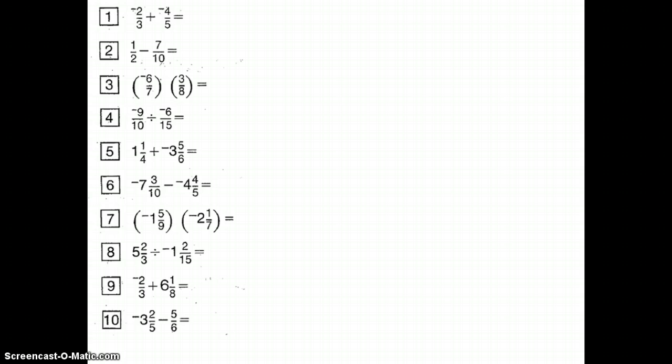So, I'm just going to look at that very first question, and it says, negative 2/3 plus negative 4/5. As I go through, the first thing I need to do is come up with a common denominator. So 3 and 5. I'm going to go with 15 and 15 over here. Then I ask, 3 times what gives me 15? Well, 3 times 5. So negative 2 times 5 gives me negative 10.